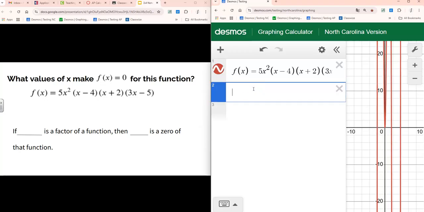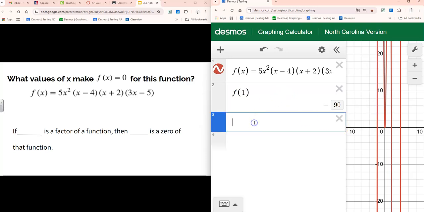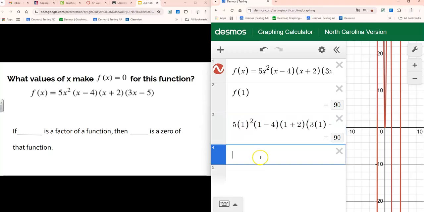So if I do f of 1, I get 90, right? What that's doing, whenever I type that in, it's doing 5 times 1 squared times 1 minus 4 times 1 plus 2 times 3 times 1 minus 5. It's plugging 1 in. If you type the function in, you can do f of 1, and it'll give you that answer back. So think through and see if you can find a number, there's more than one answer to this, that would give you 0 if you plug that number in.